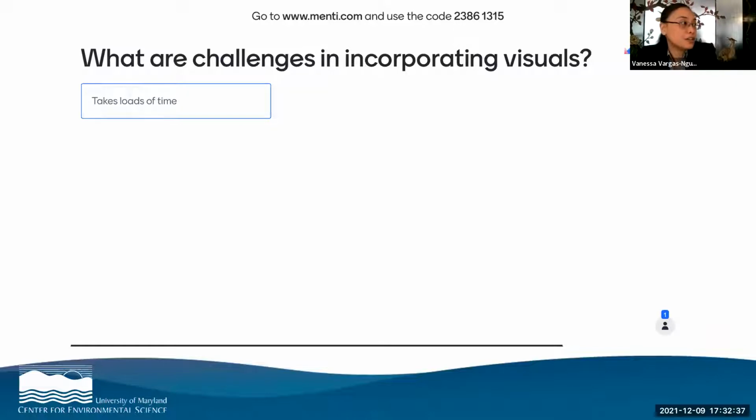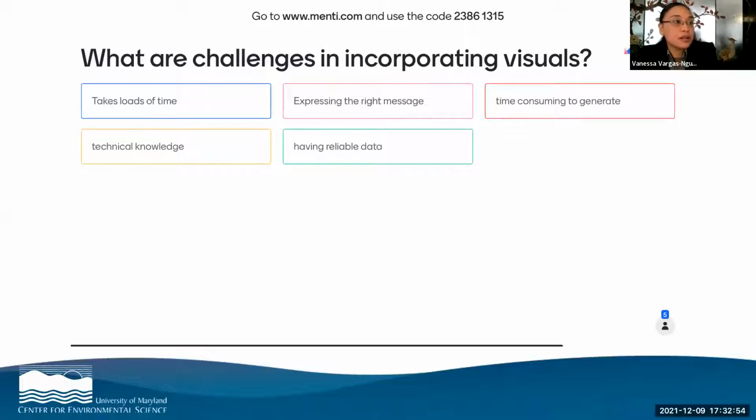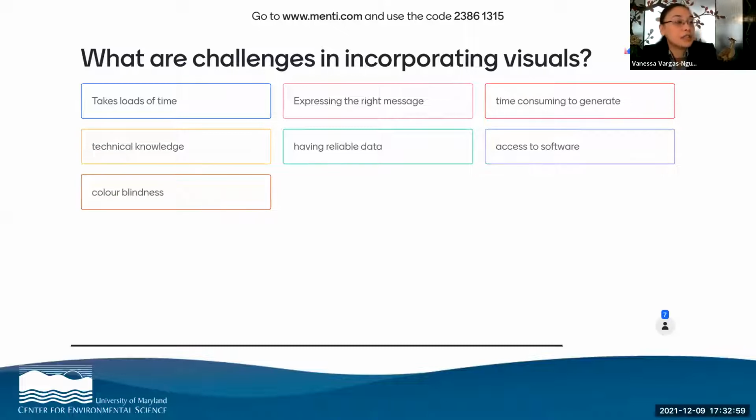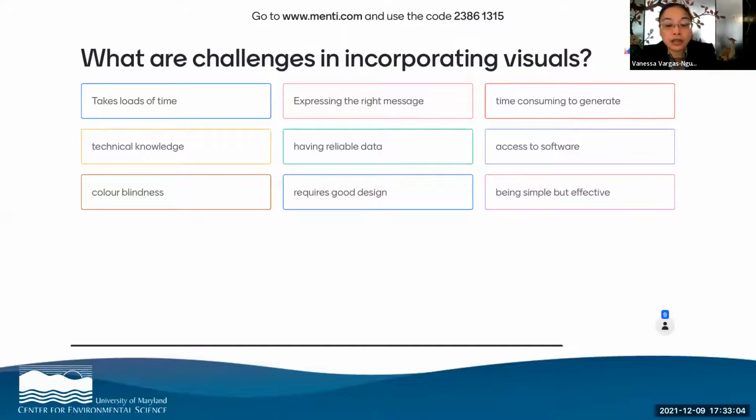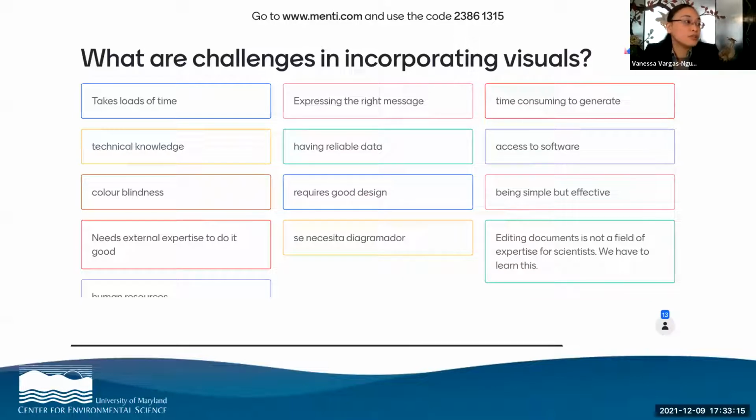So the first one here is takes loads of time. Yes, so I mentioned that in the beginning, is that we have to give them as much time thinking about it, developing them as when we write our text. Expressing the right message is very time consuming to generate. Yes, technical knowledge, having reliable data, access to software. That's also a challenge that we found working with other groups. Sometimes we use proprietary softwares that not everyone has access to. Color blindness, yes, that's also a very important consideration.